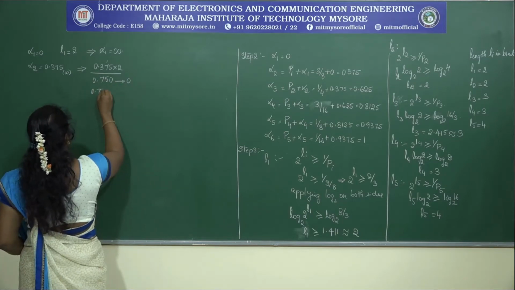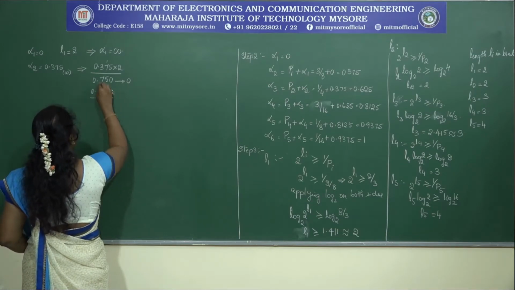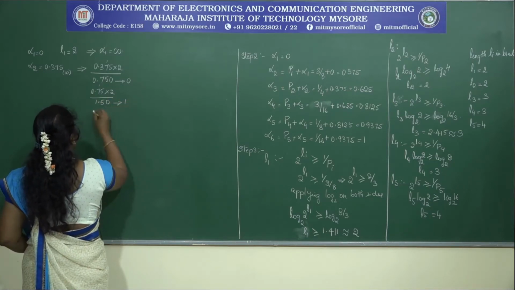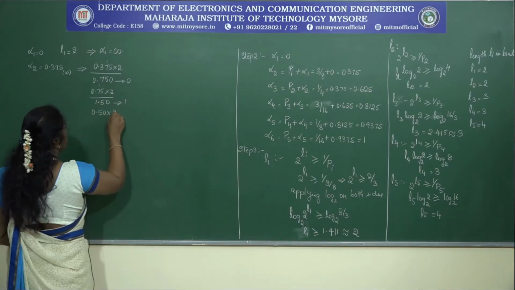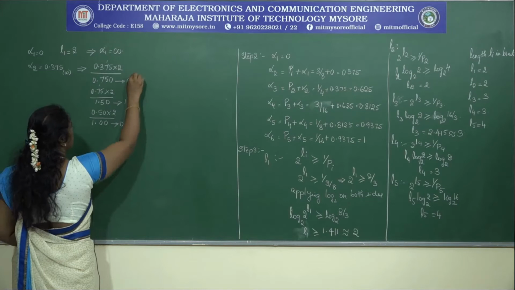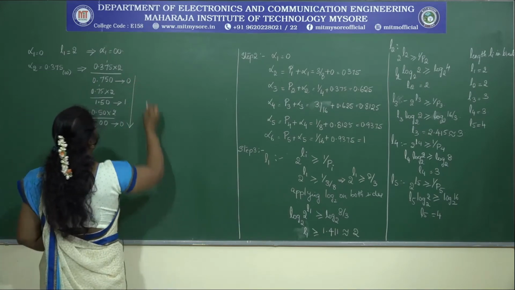So then it is 0.75 into 2, which is 1.5. The remainder value is 1. So it will be 0.5 into 2, which is 1.00. The remainder value is 0. So you need to consider the values from here, so that is 0.10.